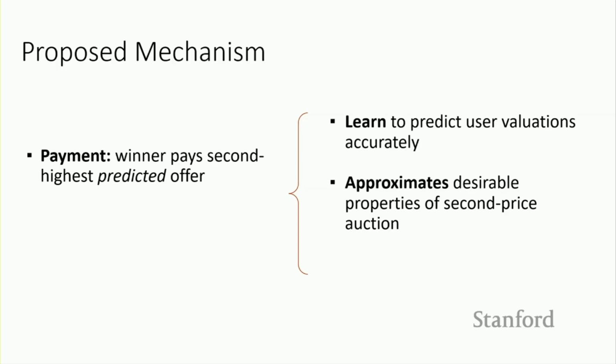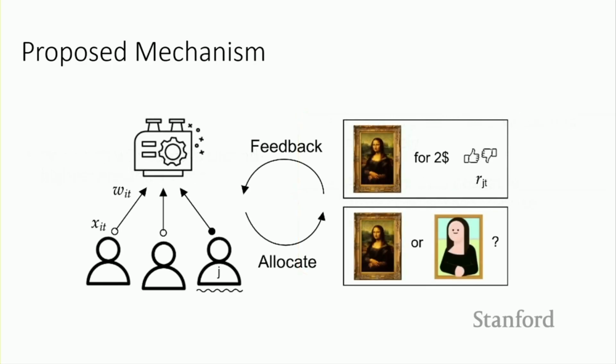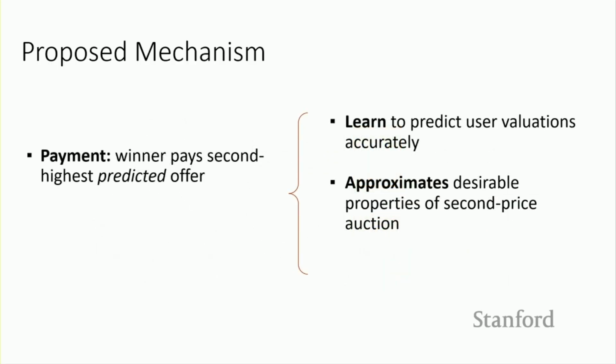So under the hood, the key things are learning to predict user evaluations based on responses, like the ones I just showed, pairwise preference and thumbs up, thumbs down. And then the actual mechanism is to use the second highest predicted offer for a particular completion.